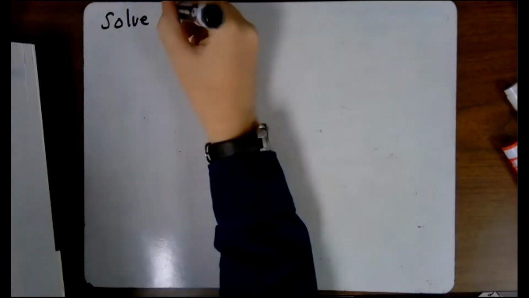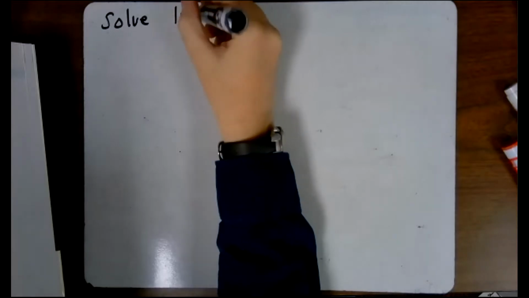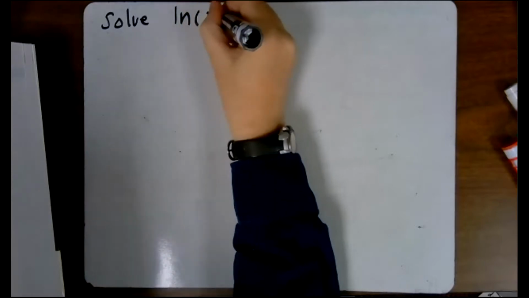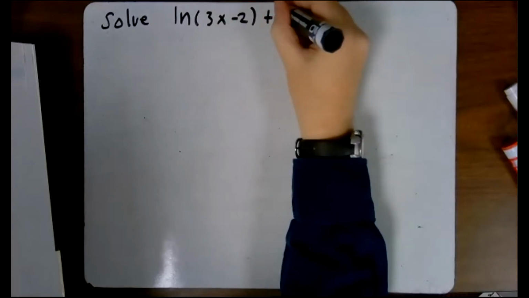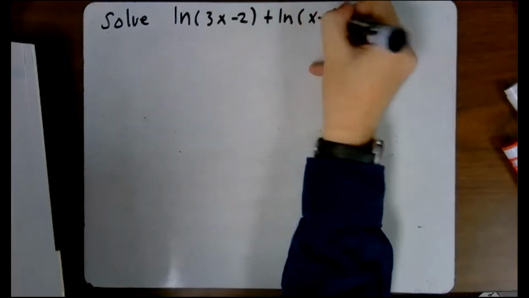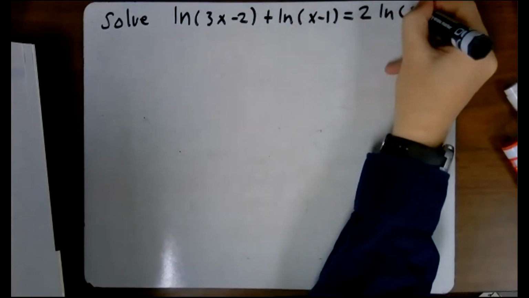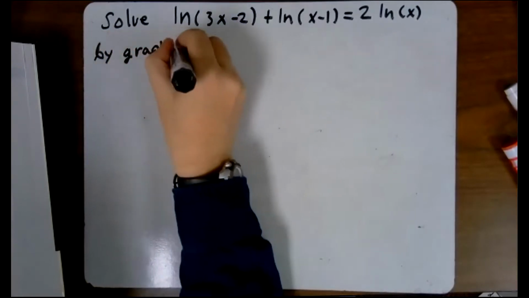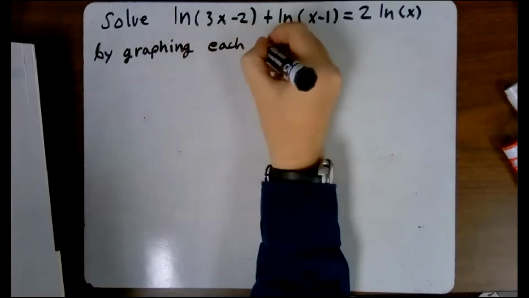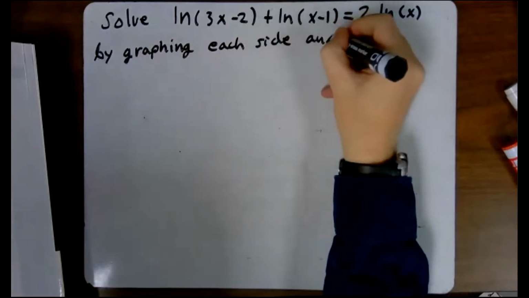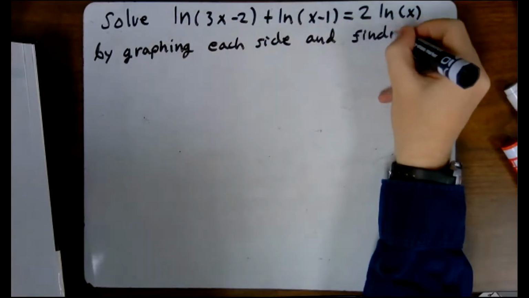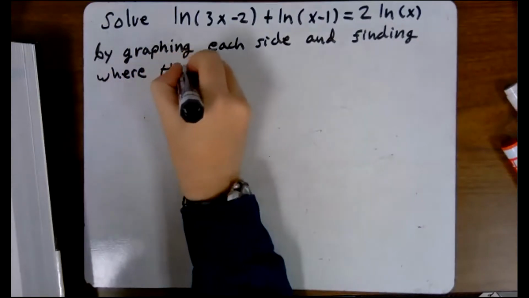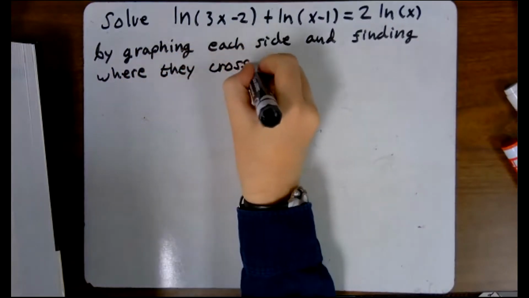I would like you to solve the natural log, and that's ln. I'll show you how to plug it into Desmos in a minute. This is ln of 3x minus 2 plus ln of x minus 1 equals 2 ln of x. I want you to solve it by graphing each side and finding where they cross.